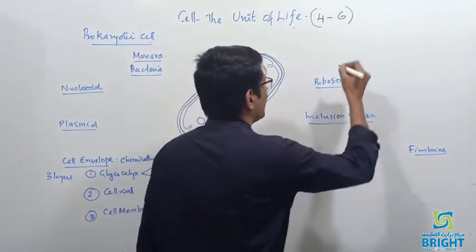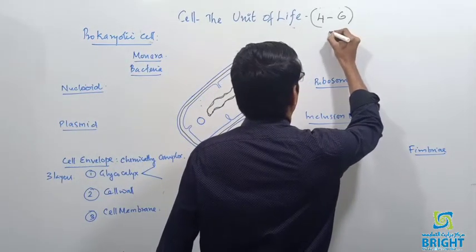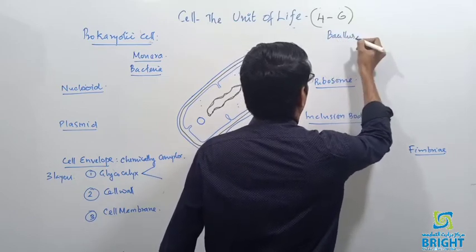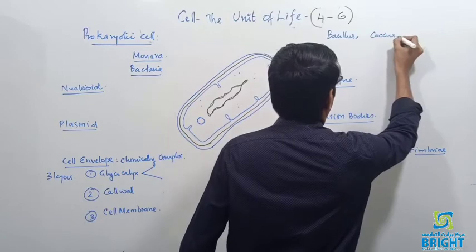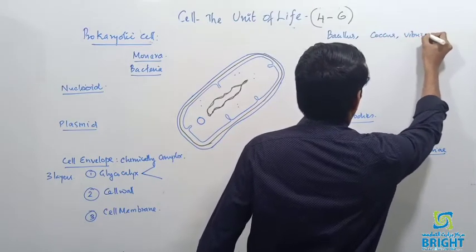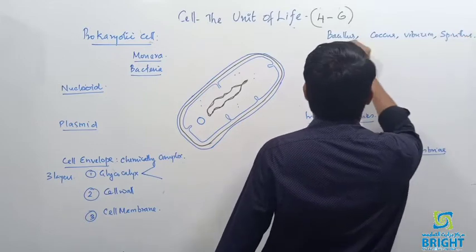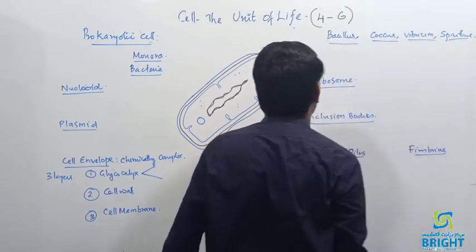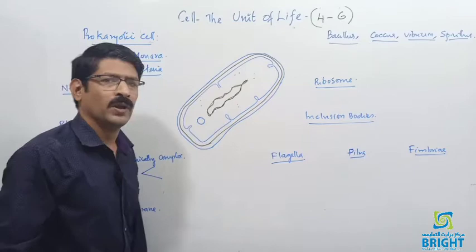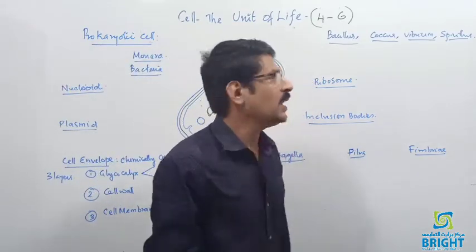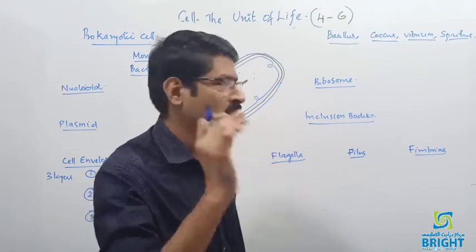On the basis of shape, bacteria can be classified into 4 different groups: Bacillus, Coccus, Vibrio, and Spirillum, that we have already studied in the chapter Biological Classification. Bacillus is rod-shaped bacteria, Coccus is round-shaped bacteria, Vibrio is comma-shaped bacteria, and Spirillum is spiral-shaped bacteria.